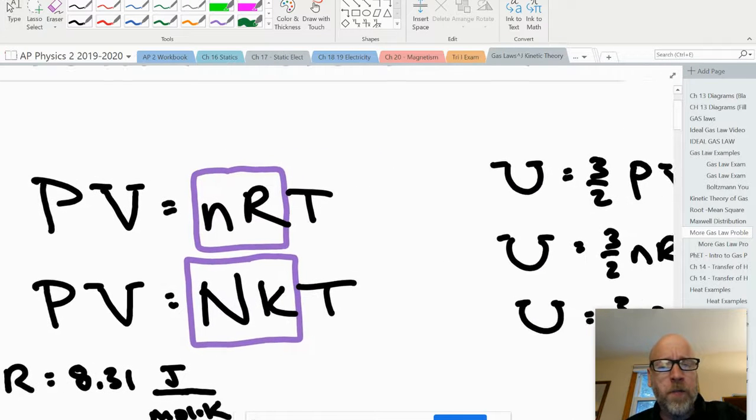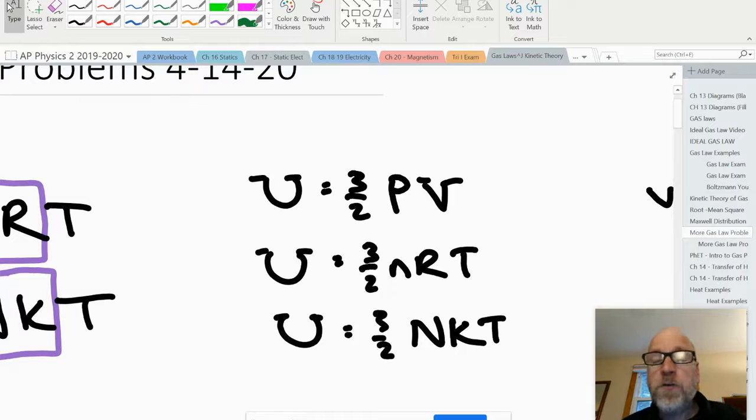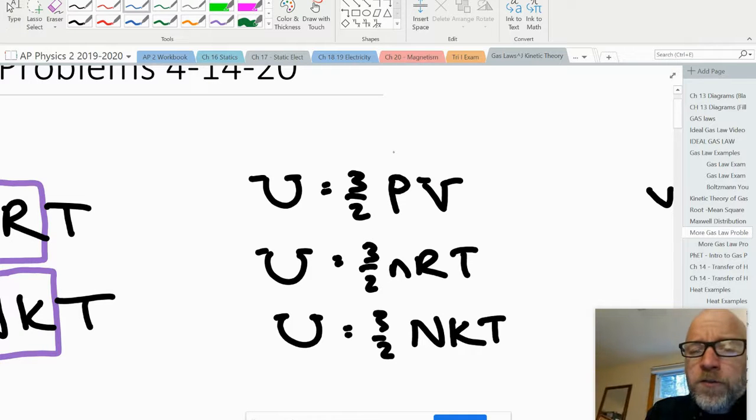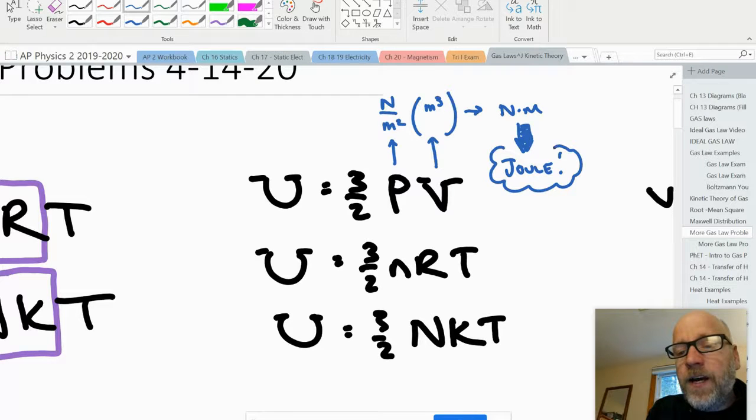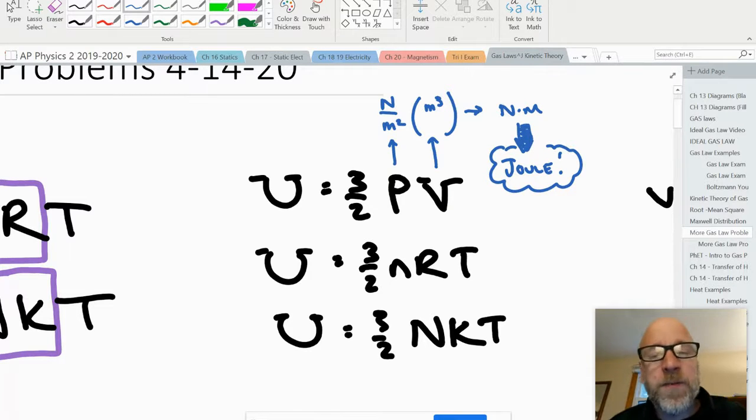Ideal gas laws. Boom. Now, the ideal gas laws we can utilize, and there's that derivation in the book talking about how pressure times volume. Let's just look at those units again for a moment. Pressure is newtons per meter squared. Volume is meter cubed. Do you see it? It's a Newton meter. Well, a Newton meter is a joule. So P times V is actually a measurement of energy.